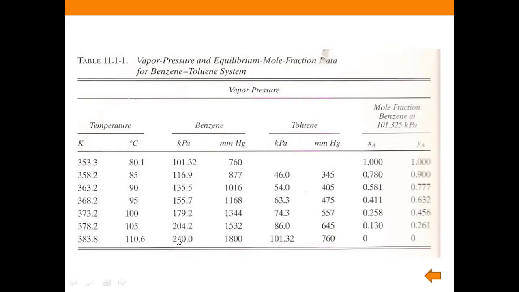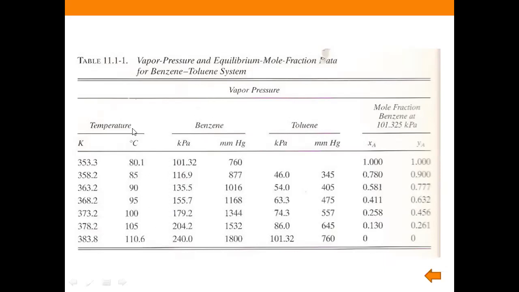So in this table, this is, by the way, only true for the benzene-toluene system. So for equilibrium relationships between systems, we have a unique set of tables for each system. So one system's table may not be the same, or is actually totally different from another system's table. The system that we have here is the benzene-toluene system, and this is an ideal system.